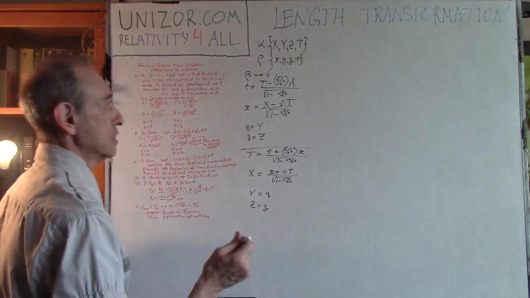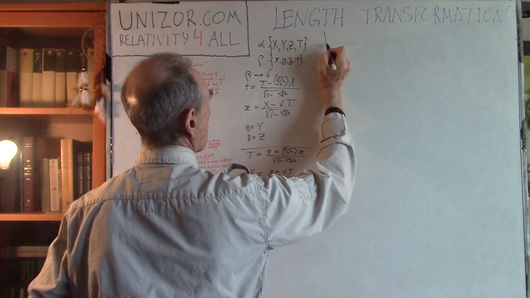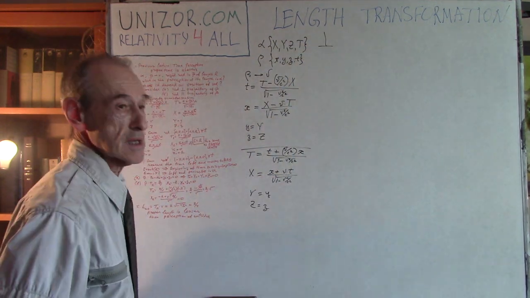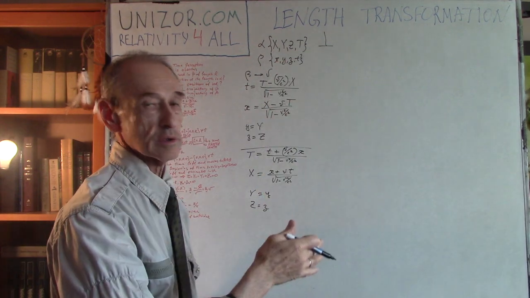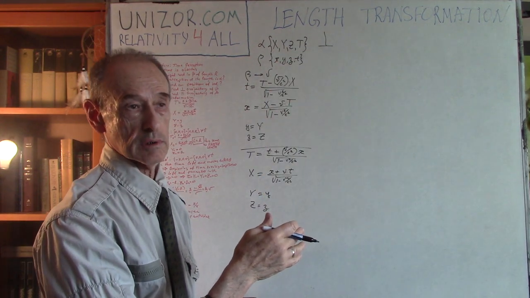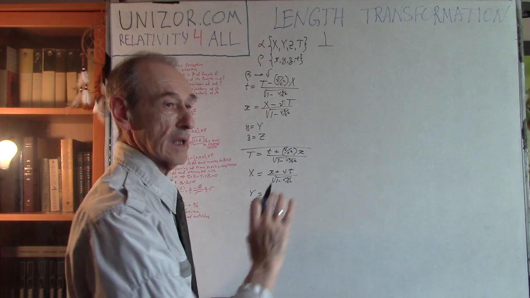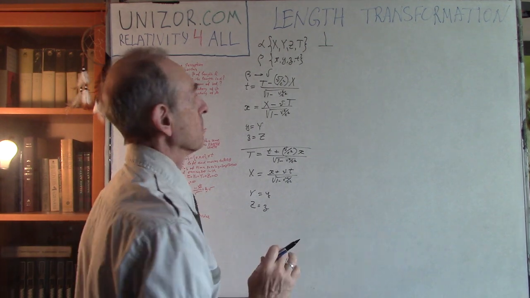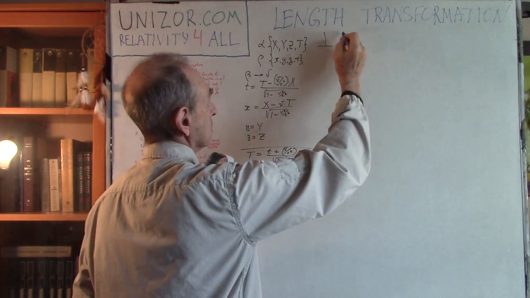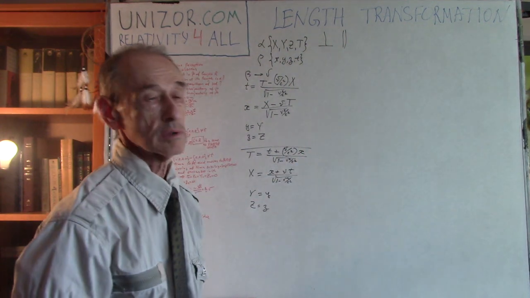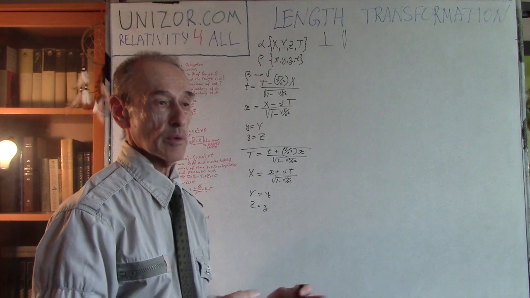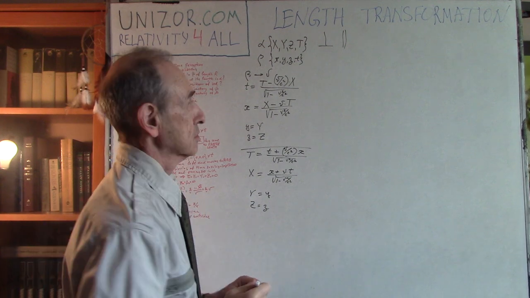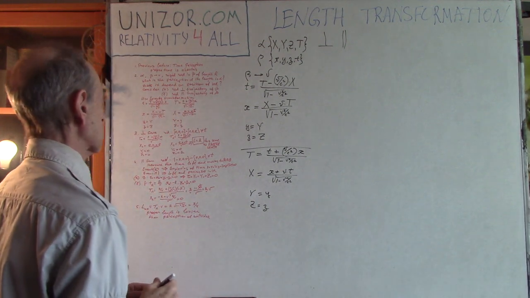One case would be when the rod is perpendicular to the x-axis, which means the trajectory and the rod are perpendicular to each other. The trajectory of the beta movement in the alpha system. And the second would be the parallel. What if the rod is positioned along the x-axis? How, in this case, will the length be changed? Okay, so we have two cases.